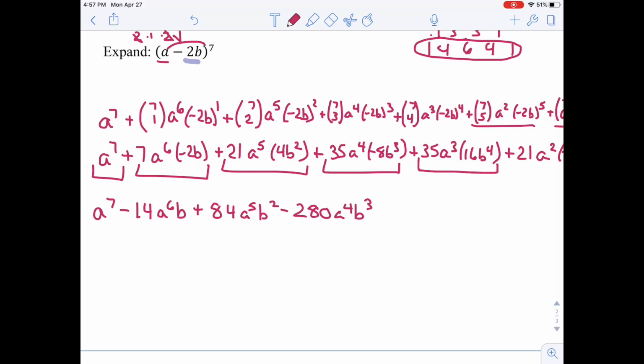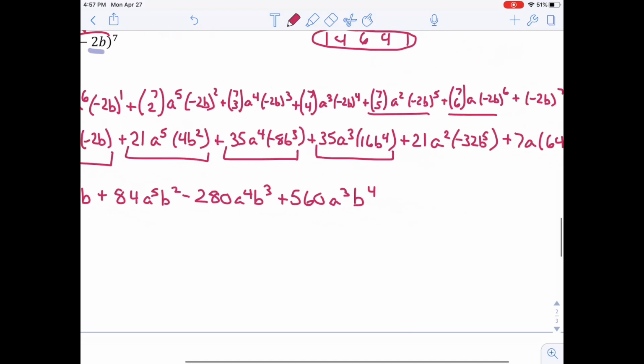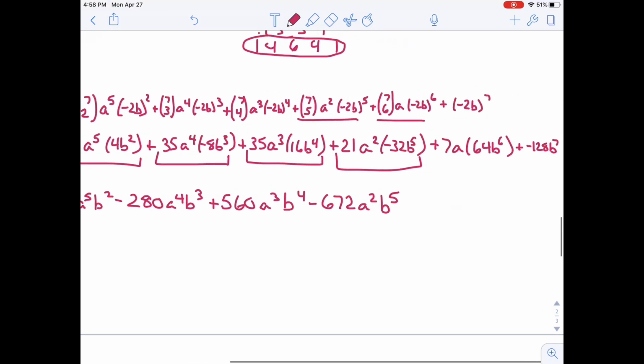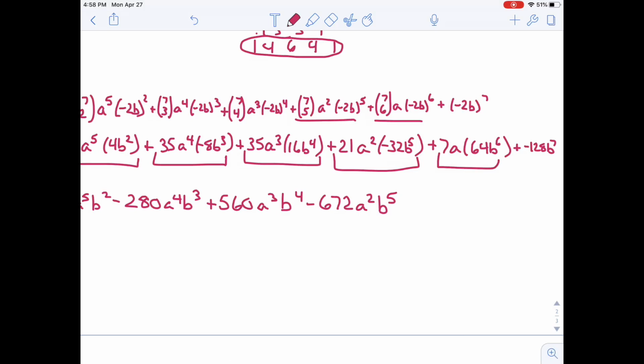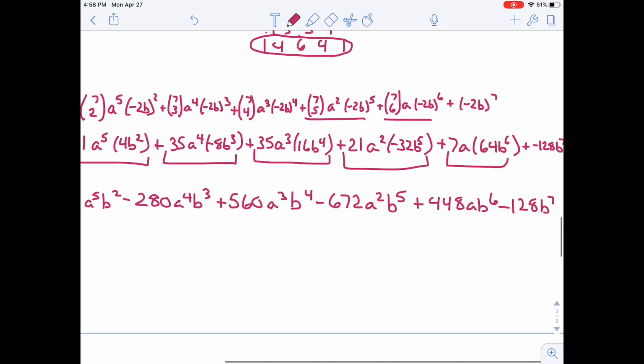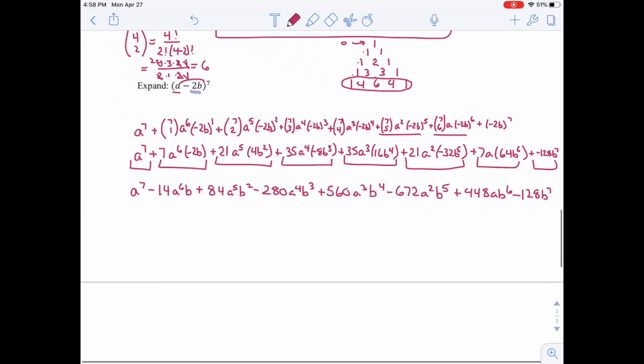And again, see how I'm underlining those, it's making sure that you're staying on the right term. We got 35 times 16, that gives us 560, a to the 3rd, b to the 4th. And I got 21 times negative 32, that's negative 672, a squared, b to the 5th. You notice we're alternating signs, positive, negative. I got 7 times 64, so that gives us a positive 448, a, b to the 6th, and then we have our last term of minus 128, b to the 7th.